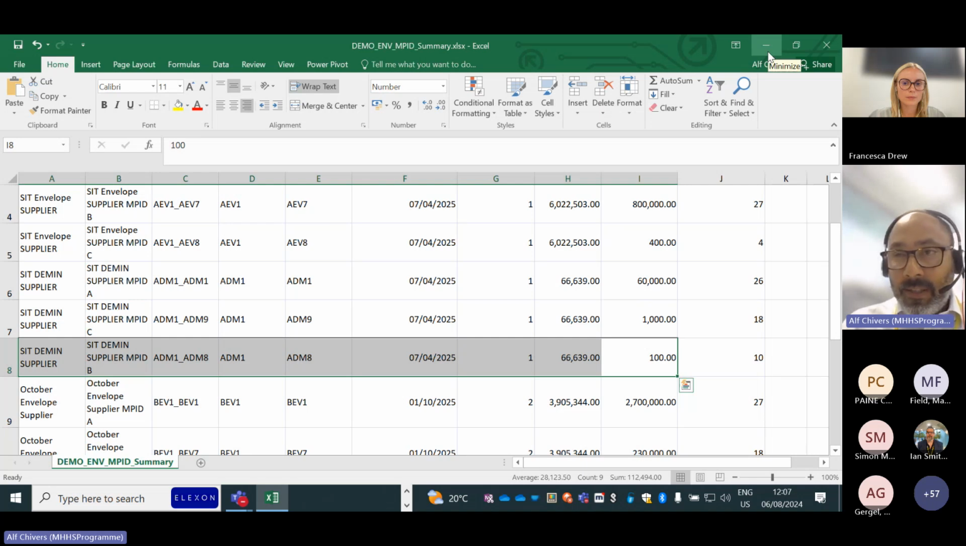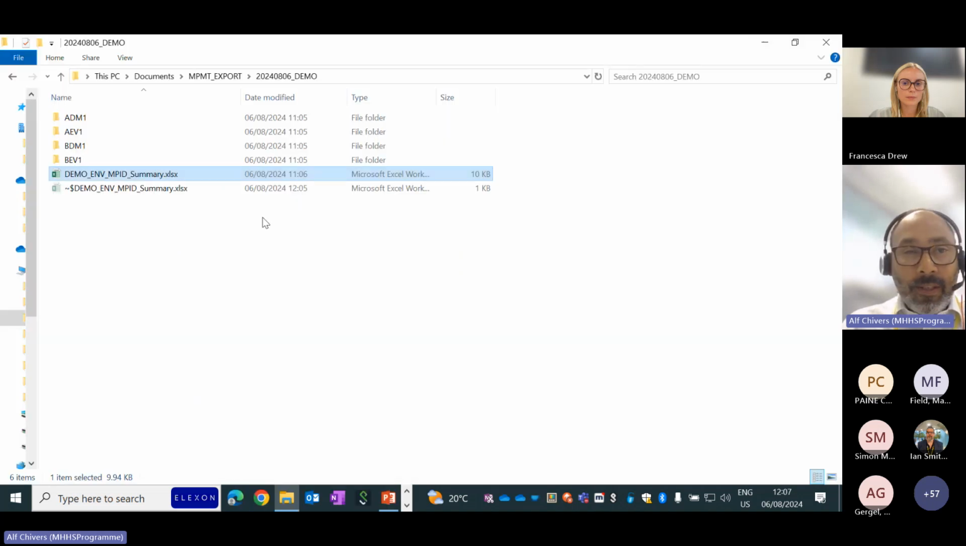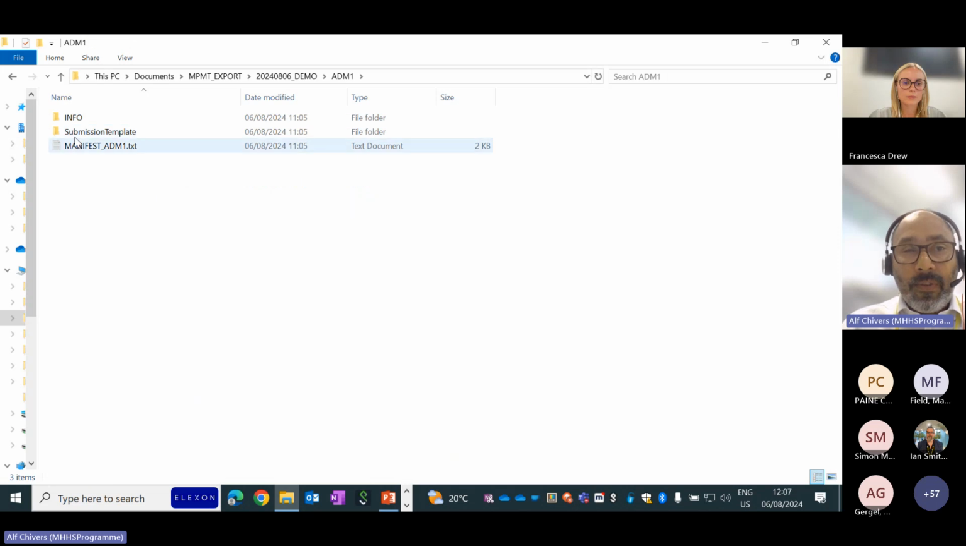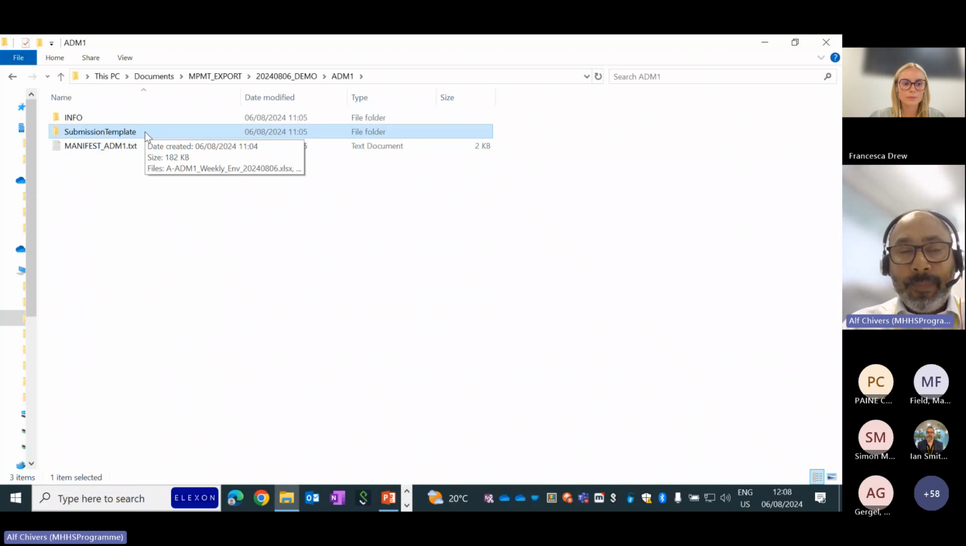So now I can, without further ado, open up the de minimis supplier for tranche A that's starting, as I say, on the 7th of April next year. And as Ian showed you in that first folder, what you received is a zip file that looks somewhat like this. It has a manifest that describes all the contents, a submission template folder, which is the call to action that we require you to fill in.